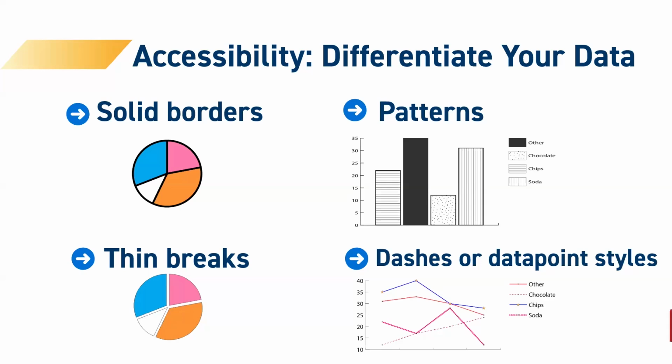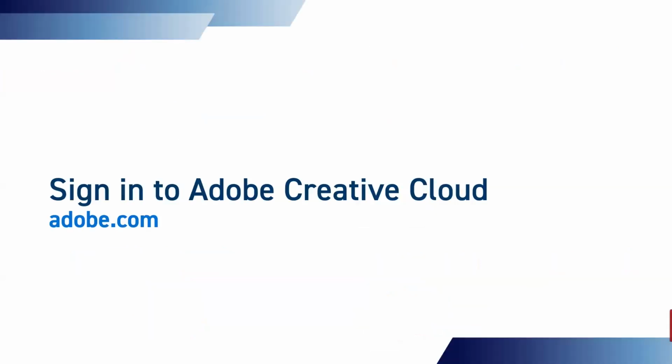So consider using solid borders, thin breaks, maybe a pattern. If you're using a line graph, then dashes or data point styles can also be really useful. Okay, so that's it for the accessibility portion.